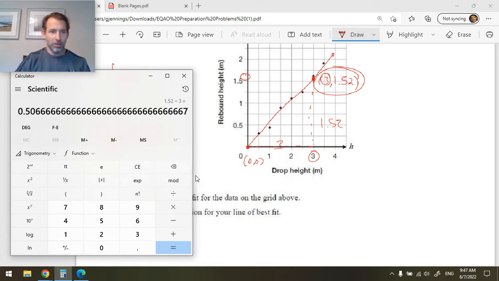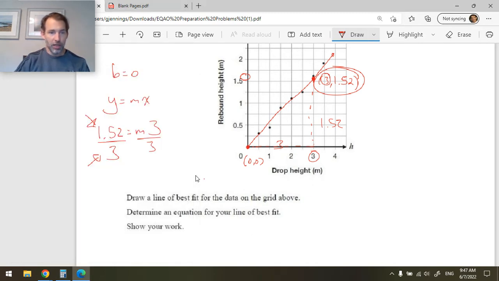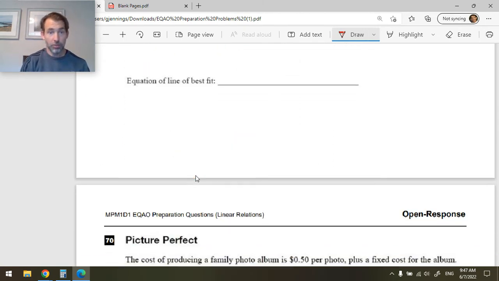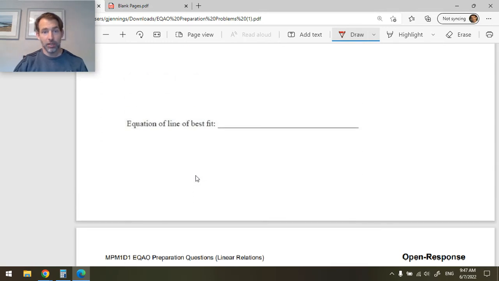Okay, so I'm going to round to 0.51. M is approximately equal to 0.51. So determine an equation for your line of best fit. So my line of best fit is y is equal to 0.51 multiplied by x. Done. And I showed my work. Equation of the line of best fit. I'll write it there so that the grader knows that you know it's y equals 0.51 times x.